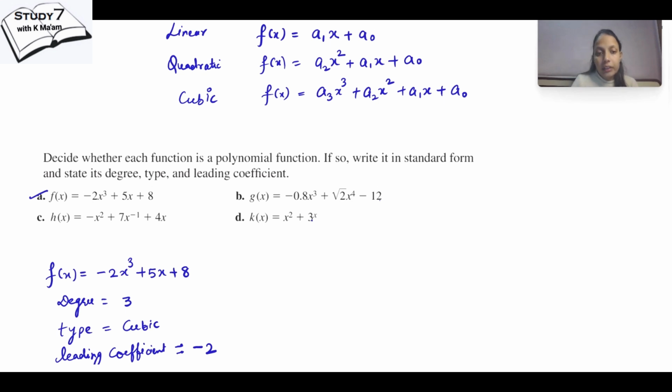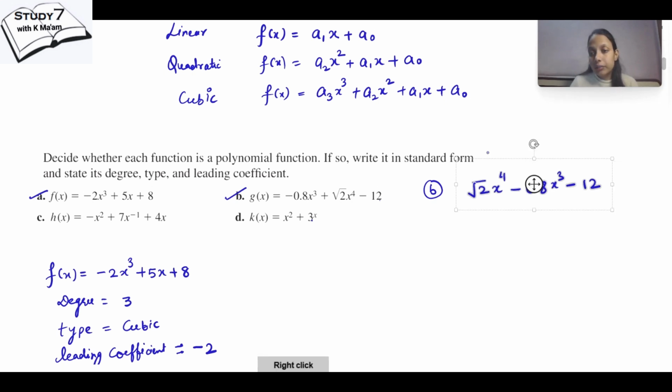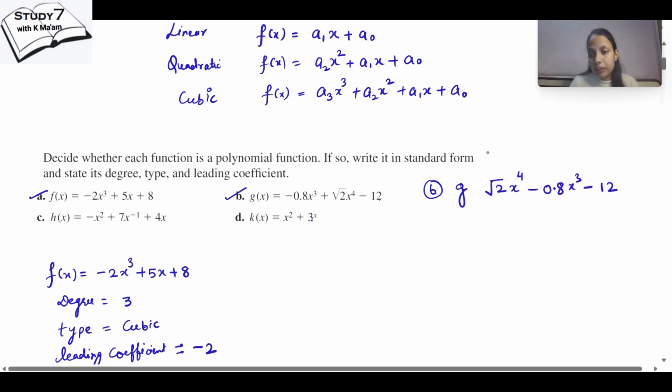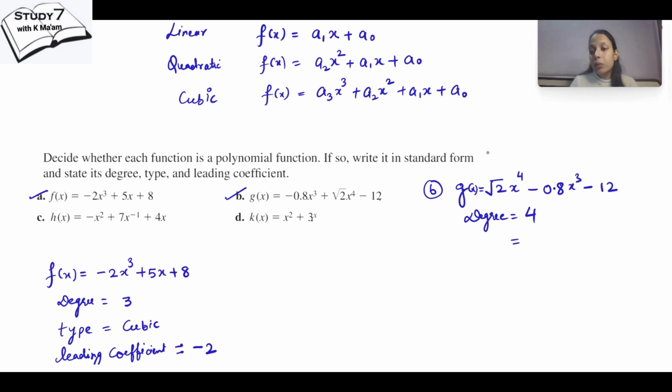Alright, let's try question B. You can check, here is a power 3 and here is a power 4. So when I write in standard form, I will write the maximum power term first, then the next lower one, and then the least one. It is the g(x) function. Yes, standard form done. Degree is 4. A 4th degree polynomial is known as quartic. Quartic polynomial.